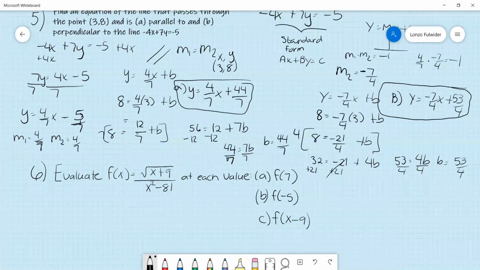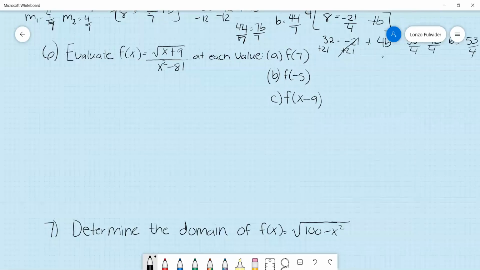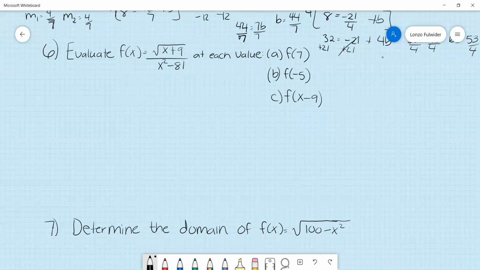Okay, so now let's do something completely different. And I don't think this is too hard. It says evaluate. So we're given a function f of x equals square root of x plus 9 over x squared minus 81, and we've got to find three things: f of 7, f of negative 5, and f of x minus 9. Yeah, this isn't too hard. You just plug it in, and then get your outcome. So let's do part A. So let's find f of 7.